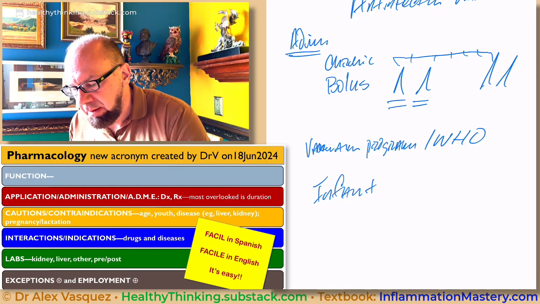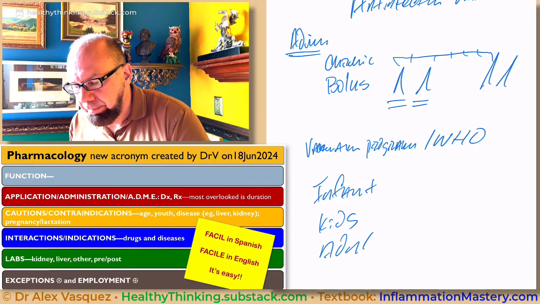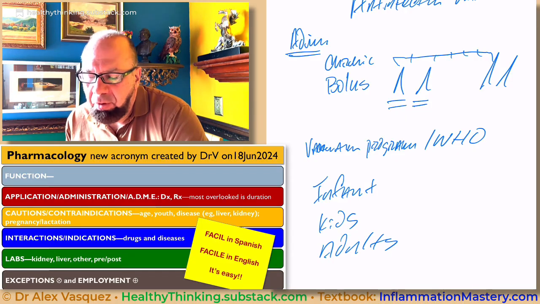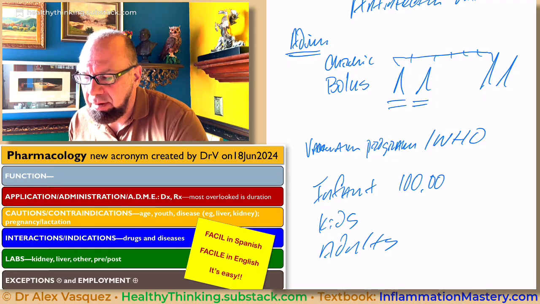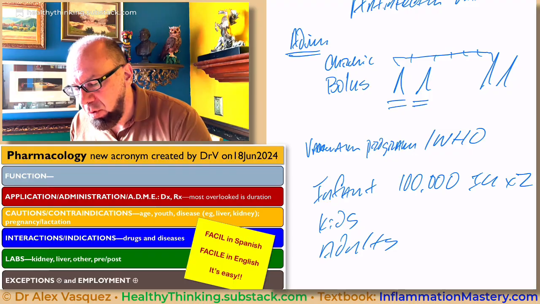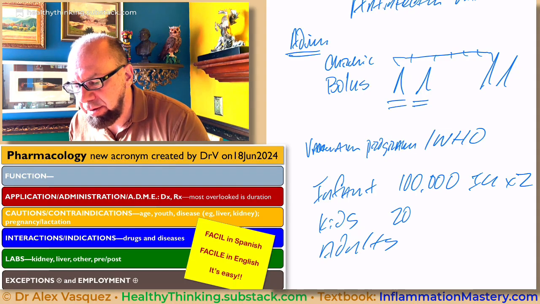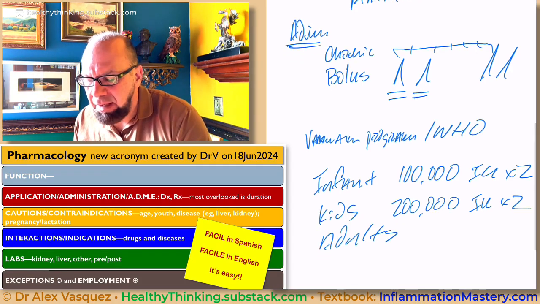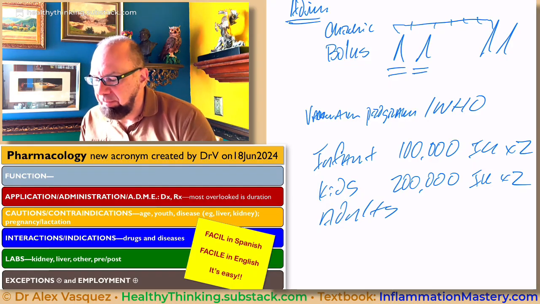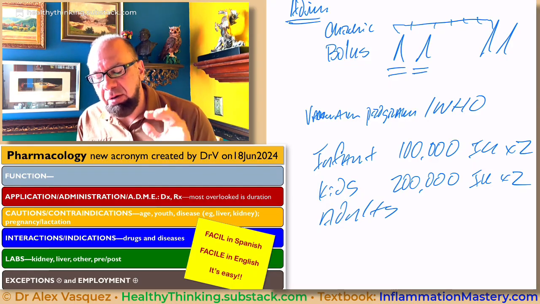So I'd go infant, kids, adults. For an infant, I would keep the dose certainly not higher than 100,000 international units on 2 different days. For non-infant kids, I would use 200,000 international units on 2 different days. I mean, that's standard. For adults, you have a bigger range there depending on how aggressive you want to be.